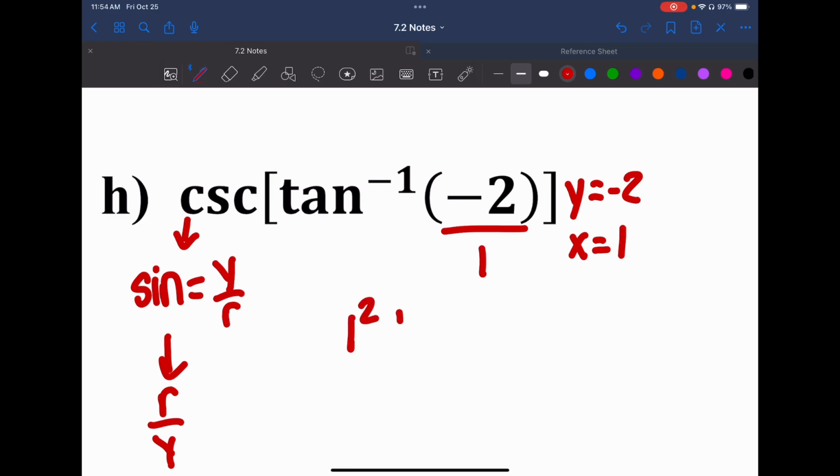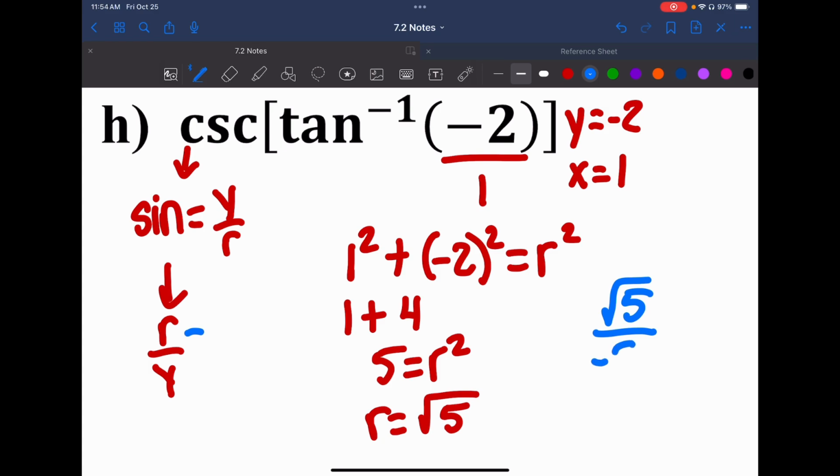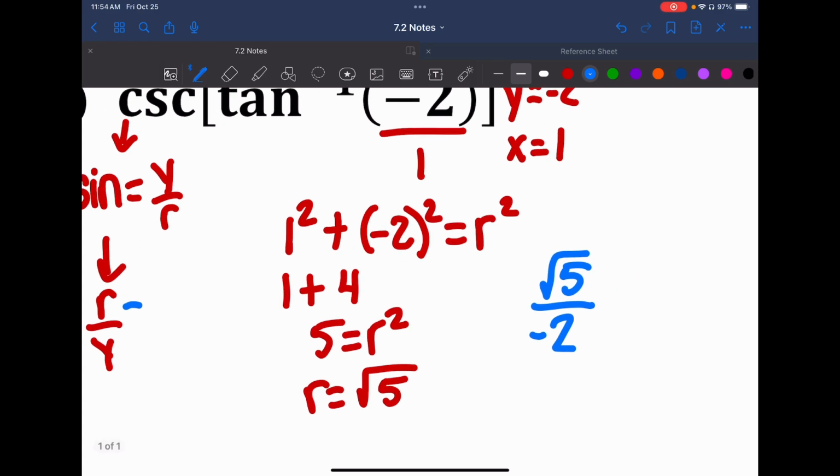So I have 1 squared plus negative 2 squared equals r squared. So 1 plus 4, which is 5. So r is the square root of 5. So r over here, r is square root of 5. Y we said was negative 2. The only thing I'm going to do is pull that negative up to the top. Negative square root of 5 over 2.